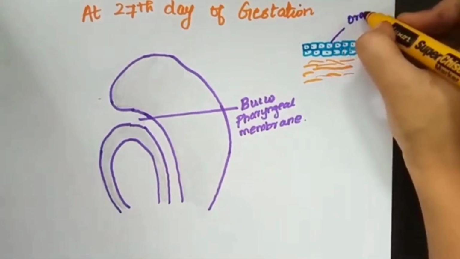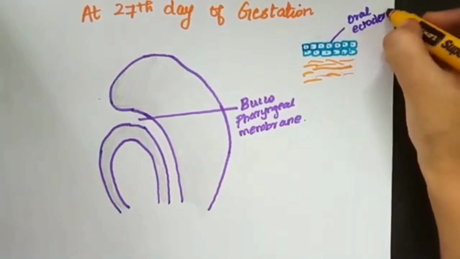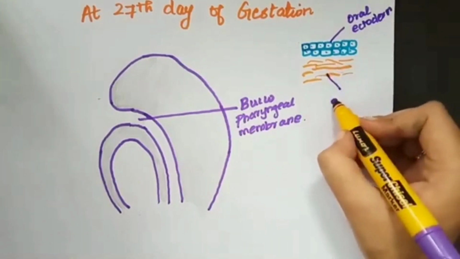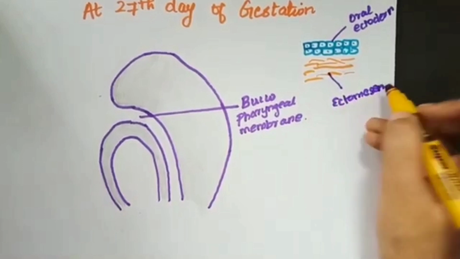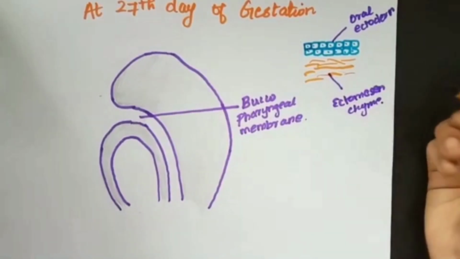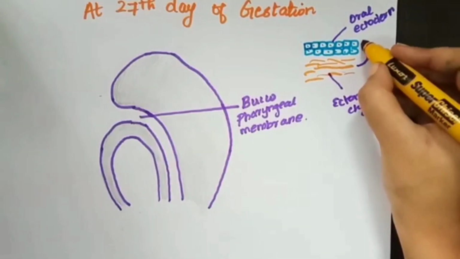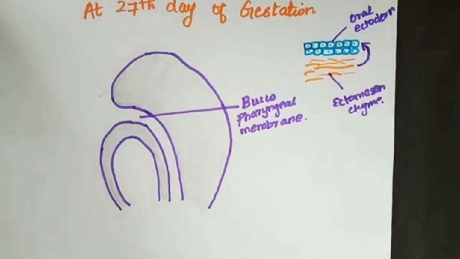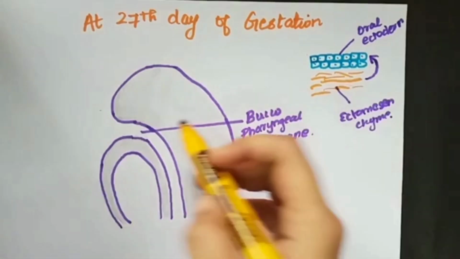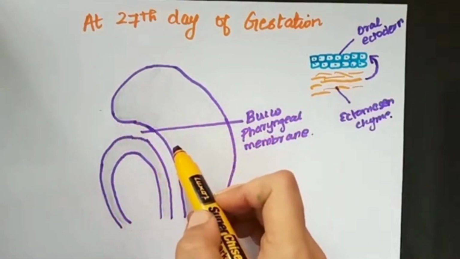Now, when we see the area of oral cavity, that is stomodium, microscopically, let's say this is the oral ectoderm, and this is the underlying ectomesenchyme. Now, the underlying ectomesenchyme induces the oral ectoderm to start the tooth development and the development of future maxilla and mandible. I hope it's clear how the buccopharyngeal membrane ruptured.